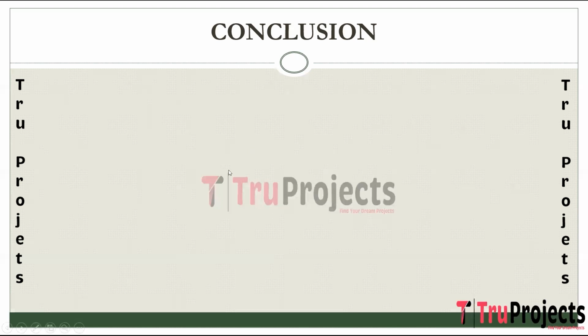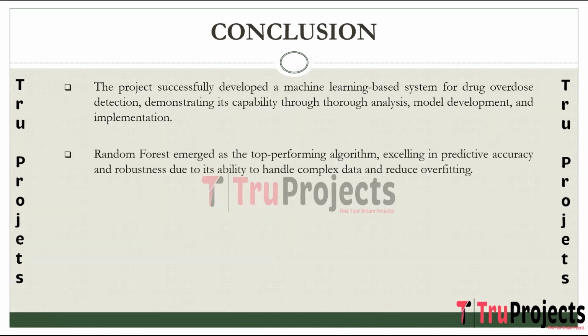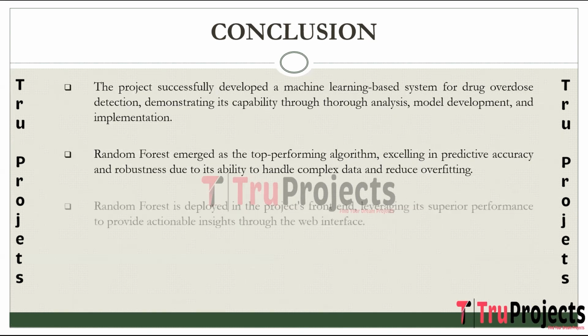So, the conclusion of the project is that the project has been successfully developed, achieving its objective of creating a machine learning based system for drug overdose detection. Through thorough data analysis, model development, and implementation, the project has demonstrated its capability to predict the likelihood of drug overdose events. Among the various machine learning algorithms evaluated, Random Forest emerged as a top performer in terms of predictive accuracy and robustness. Its ability to handle high dimensional data, reduce overfitting, and capture complex patterns made it the algorithm of choice for deployment in the project.